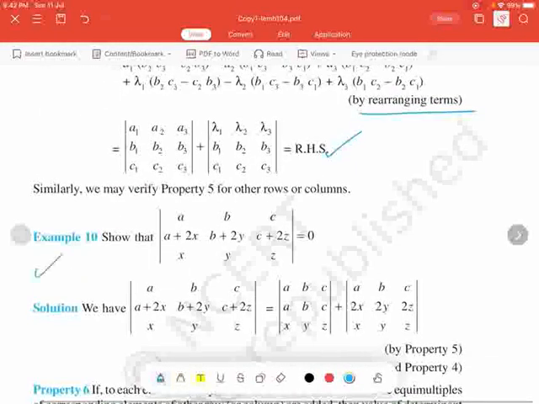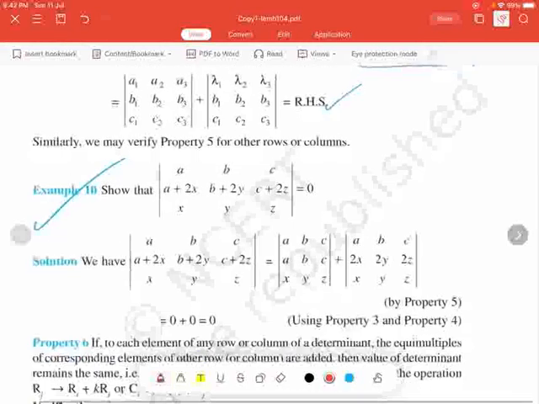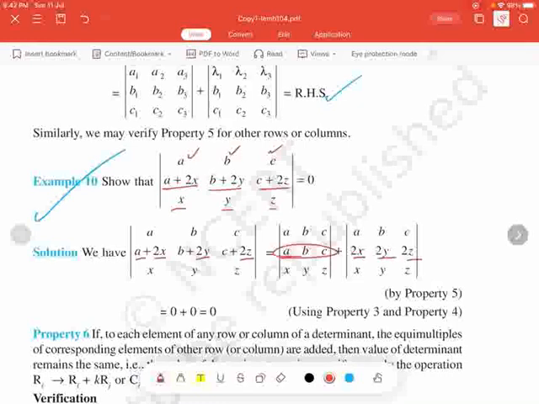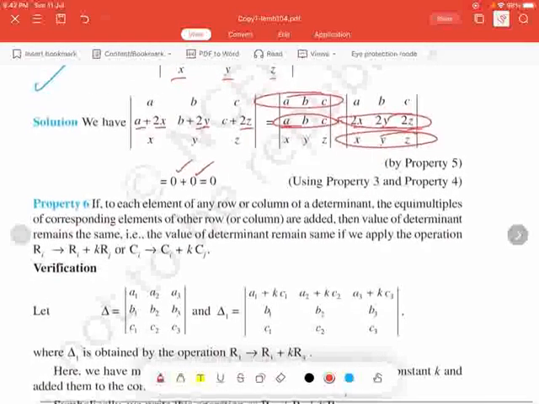And we have an example based on it: a, b, c; a plus 2x, b plus 2y and c plus 2z; and x, y and z. Here we have row 2 in the form of a sum of two elements, so we can write it as a plus a, that is 2x, 2y and 2z, here a, b, c. So these two rows are equal, so the value of this will be 0, and here they are in the same ratio, so this will also be 0. So we can use it to solve the determinants.